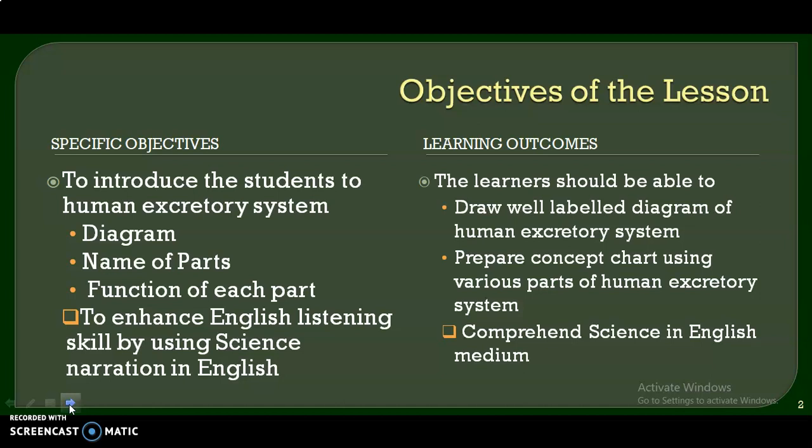The objectives of the lesson are to introduce the students to the human excretory system through diagrams, by telling the names of the parts of the excretory system and by explaining the function of each part. And the lesson is bilingual, that is, it is in English as well as Hindi, and most of the narration will be in English to enhance the English language listening ability of the students so that they're able to develop an interest in learning science through English medium.